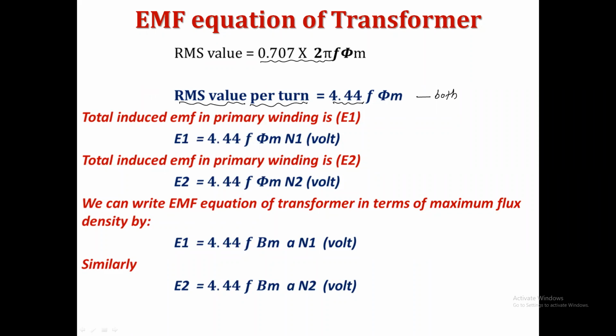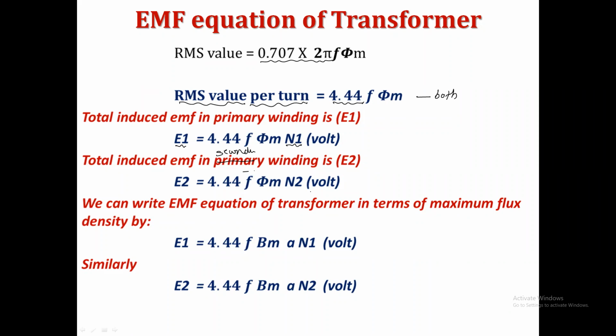We know the total number of turns of the primary winding is N1. So the RMS value, this E1, is nothing but the RMS value of the total induced EMF in the primary winding, which is equal to 4.44 f phi m. This is the induced EMF per turn, into N1. This is the total RMS value of induced EMF in the primary winding. Similarly, the total induced EMF in the secondary winding is E2, and E2 is equal to 4.44 f phi m N2 volt.